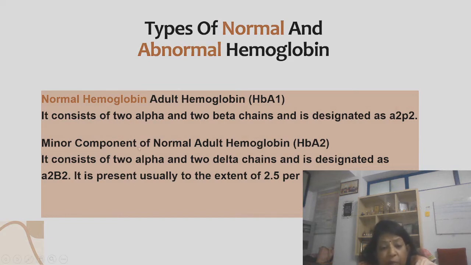Okay, the minor component of normal adult hemoglobin is HbA2. HbA1 is the major part, HbA2 is the minor component. It consists of 2 alpha and 2 delta chains, delta chain in place of beta, and is designated as alpha 2 delta 2. It is present usually to the extent of 2.5% of the total.